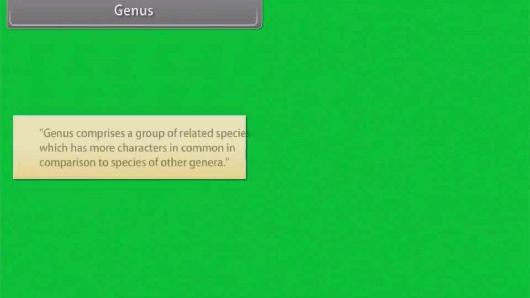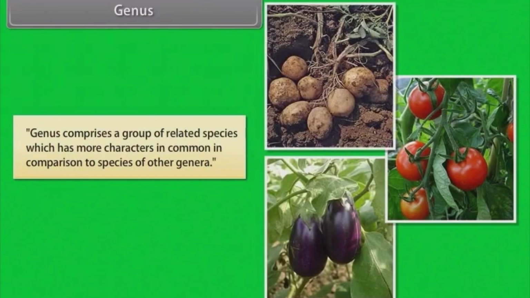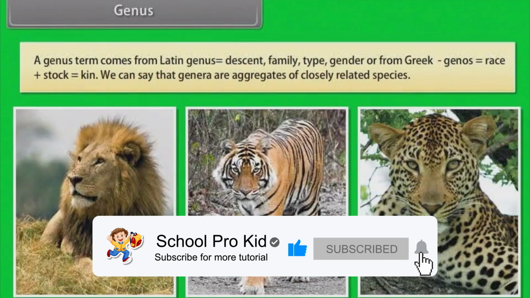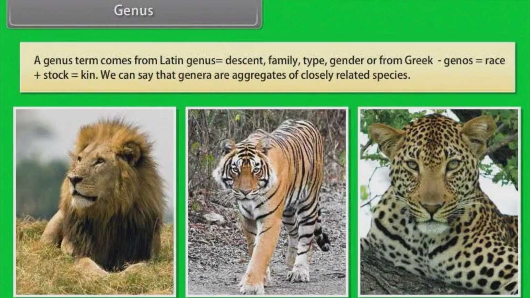Genus. A genus comprises a group of related species which has more characters in common in comparison to species of other genera. The term genus comes from Latin genus, meaning descent, family, type, gender, or from Greek genos, meaning race, plus stock, which is kin. We can say that genera are aggregates of closely related species.